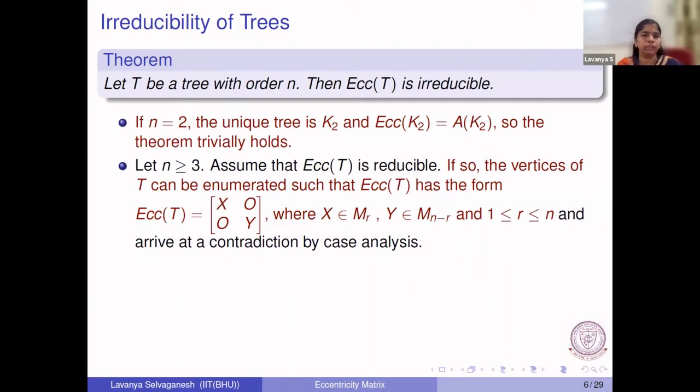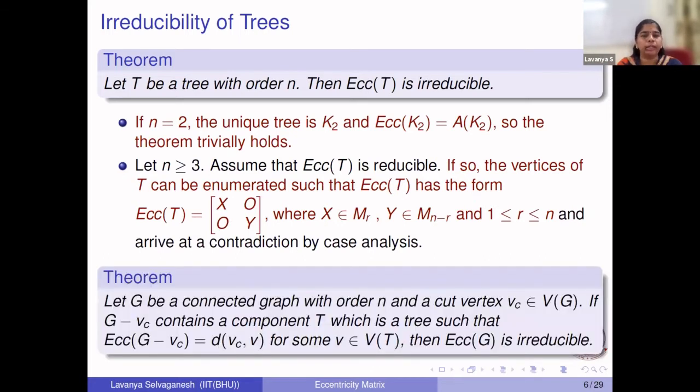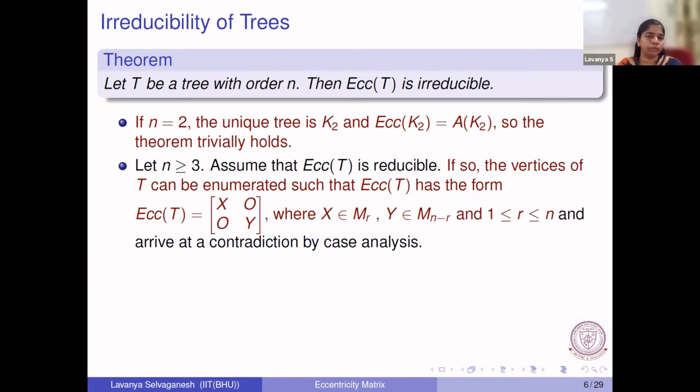Say u1 and un are the two farthest vertices, then they both come from either X or from Y. Then we arrive at a contradiction by a case-by-case analysis, studying all possible non-zero pairs of vertices and showing that it cannot happen: there has to be a vertex from the other partition, which leads to a non-zero entry, so the off-diagonal zero blocks cannot occur here. That's an outline, and this was the first result on irreducibility for trees.